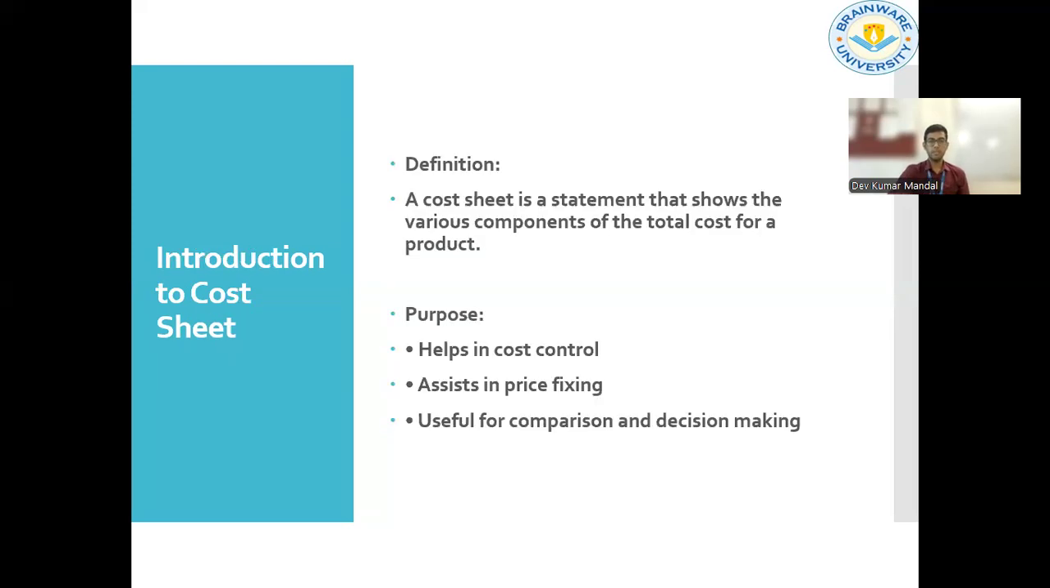So, moving towards the topic, what do you mean by a cost sheet? A cost sheet is a statement that shows the various components of the total cost for a particular product or service. It basically means the calculation of the total cost price for a particular product, starting from raw materials, labor, factory cost, office and administration cost, selling and distribution cost. After adding all the costs, we add the profit and then sell it to the market. So this total cost comes under the cost sheet.